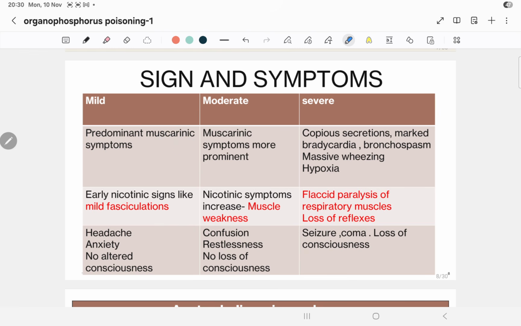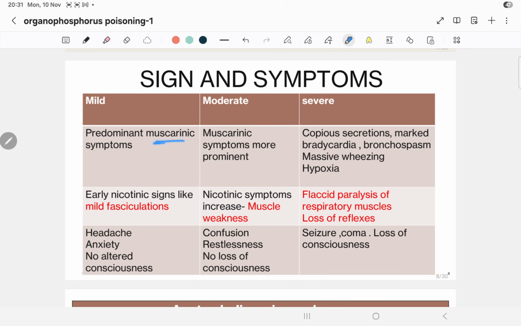Nerve gas is a good example for this. If you have seen police throwing nerve gas at a mob, then what happens? Will they get paralyzed? No, they don't get paralyzed. They will only have water coming out of the eye, and they will be coughing and all these things, but they will not get paralyzed. Why? Because it is a mild exposure, and as it is a mild exposure, only muscarinic symptoms are there.